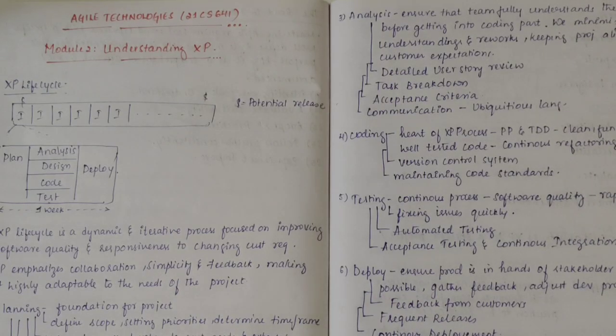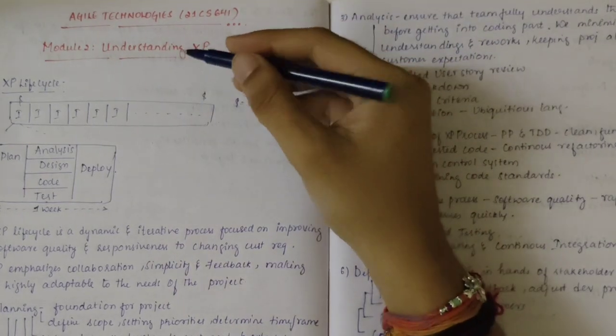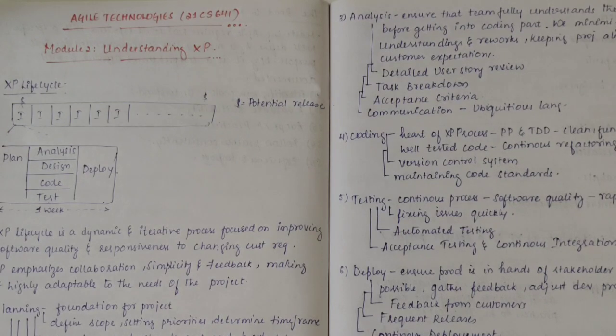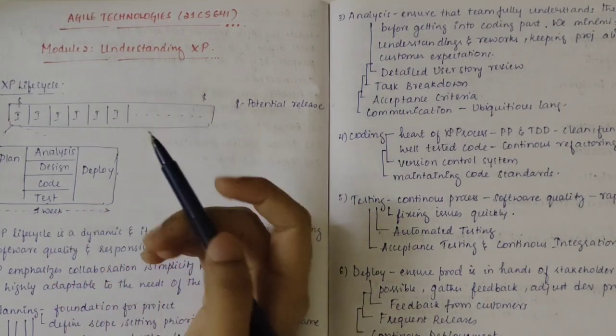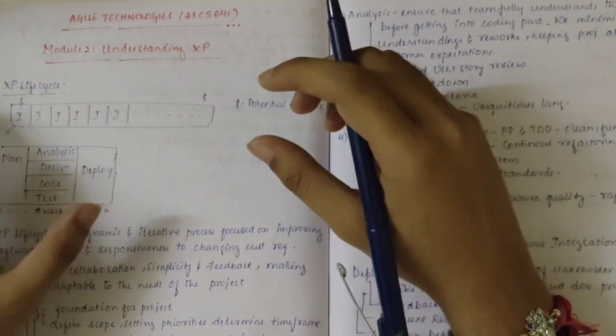In this video, we'll be looking into the important concepts of the second module, that is understanding XP, under the Agile Technologies subject. Starting from the first topic in the second module, we have the XP lifecycle. The XP lifecycle mainly comprises these parts.